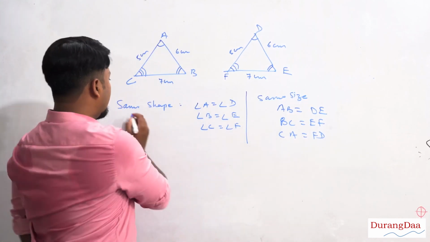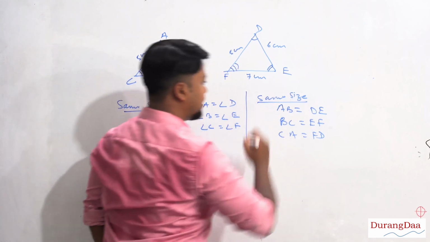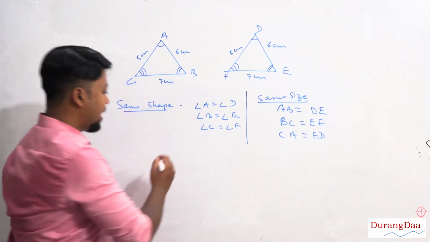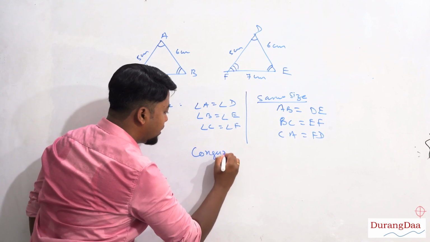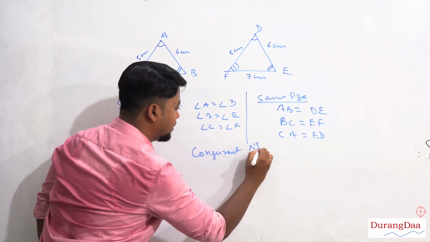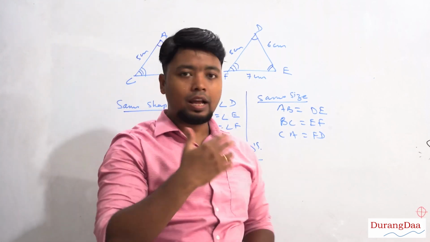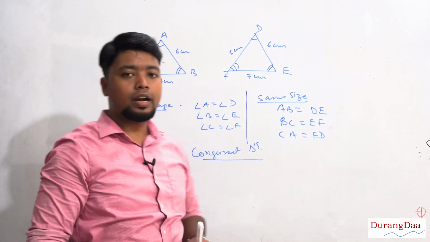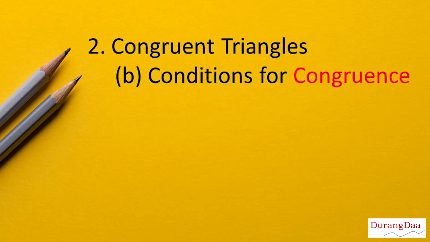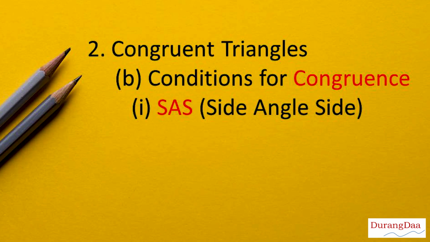Only if the two triangles are of the same shape and same size, we term them as congruent triangles, all right. Now, in order to prove two triangles congruent, the diagrams may not always be so simple, all right. So, there are a few conditions. Let us go through the conditions to prove two triangles congruent.